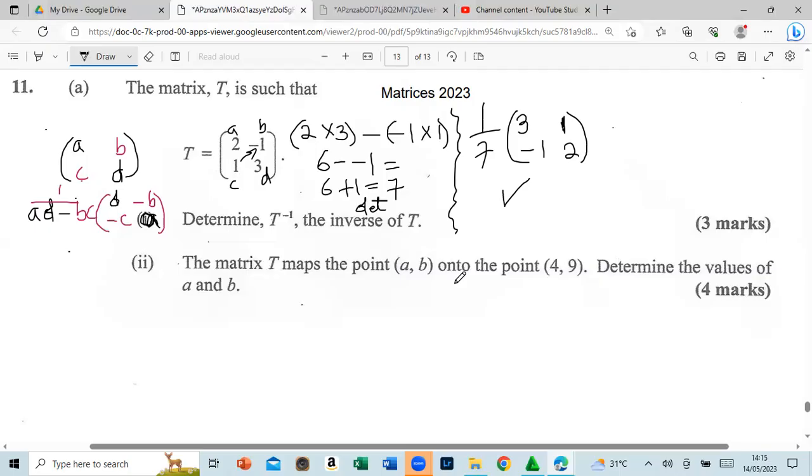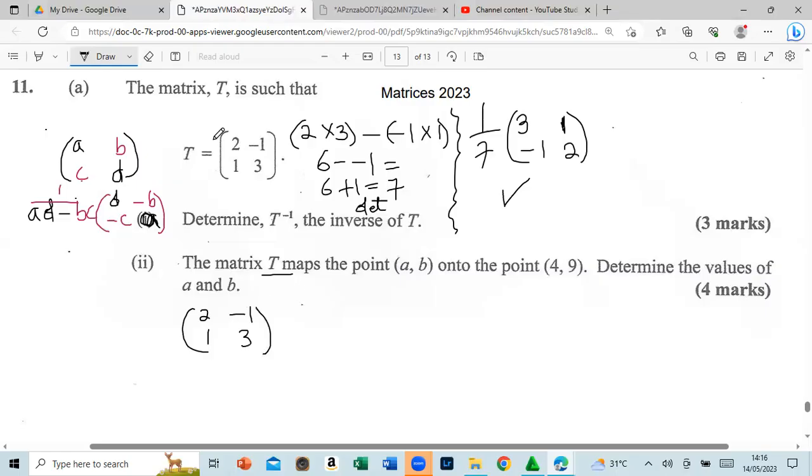Let's go. We said the matrix T maps the point AB onto the point 49. Determine the values of A and B. Alright, so let us rewrite this matrix because they didn't say the inverse, they say the matrix itself, T. So let's rub out this so we can see T clearly. We don't need this anymore because we're not finding the inverse. So let us write back this, which is 2, negative 1, 1, and 3.